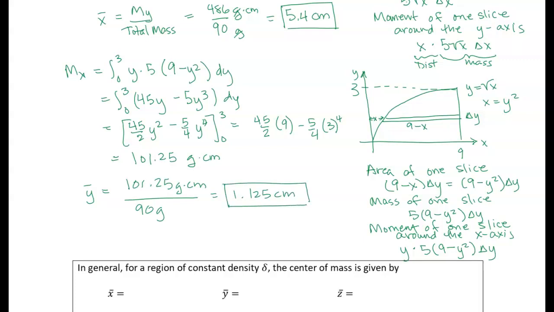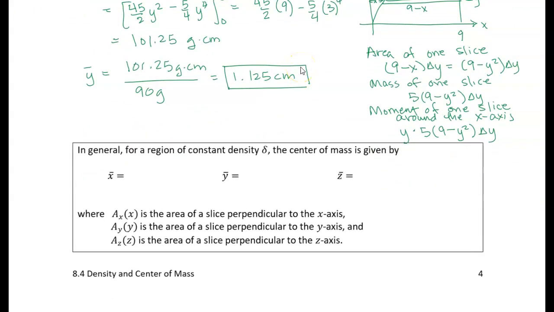Does that make sense? Half of 3 is 1.5, so it makes sense that the center of mass is toward the wider end, which is now the bottom, closer to the x-axis. So it does make sense. All right, let's generalize what we've done.